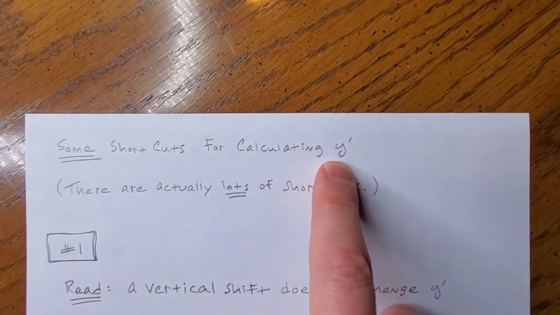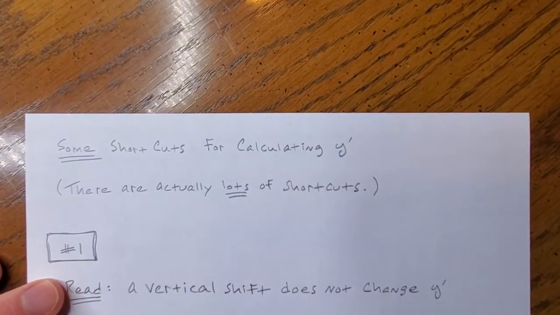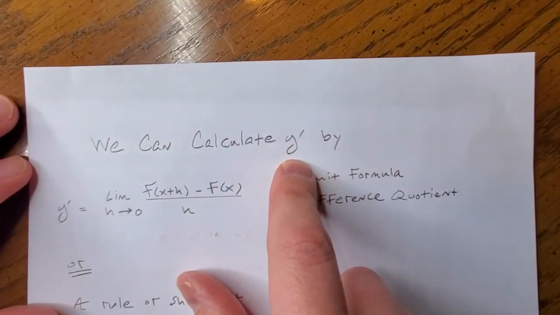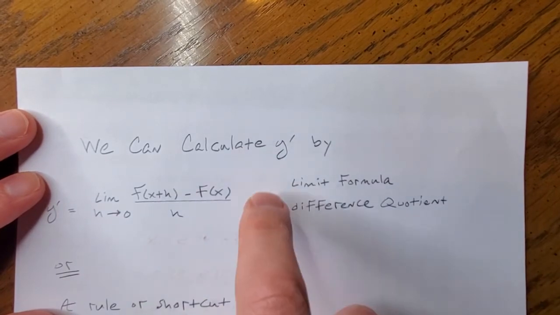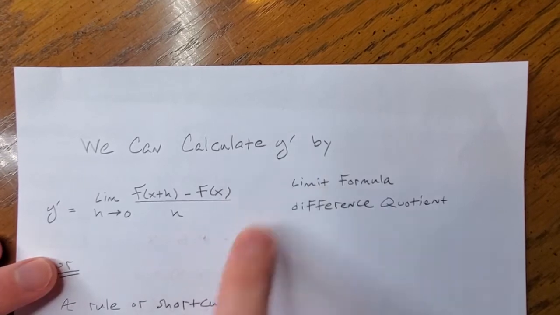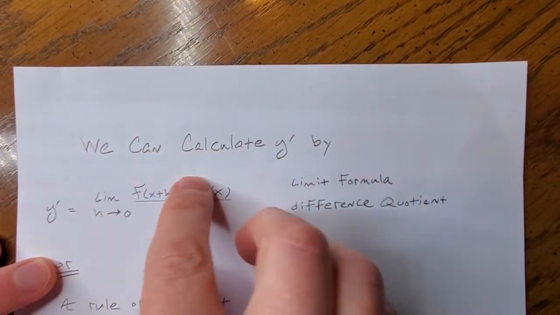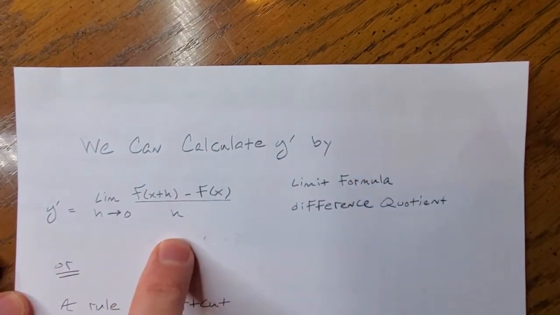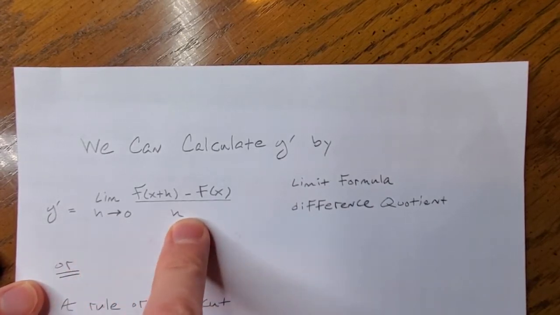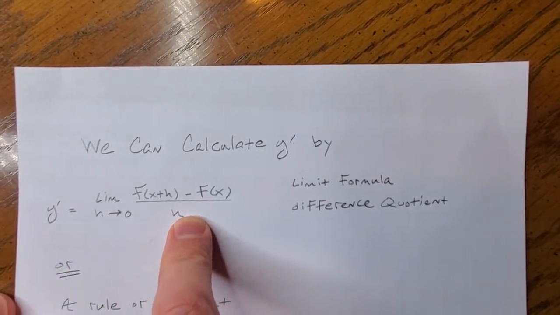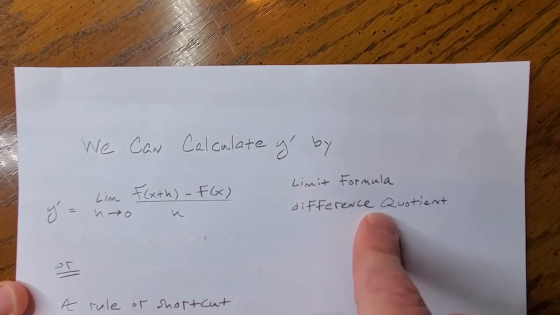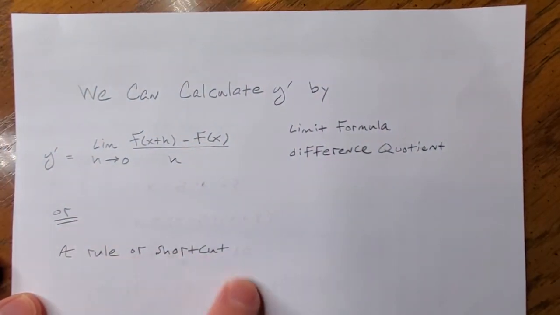Real quick though, before I get into that, I wanted to take a step back and look at the big picture. We can calculate y prime, this thing called the derivative. It also tells you the slope of a curve y, but that's from other videos. For now, we can calculate y prime by this, and I probably went into great detail on how that is done for various sorts of functions. That's called the limit formula or the difference quotient, and then there might be some rule or shortcut also.